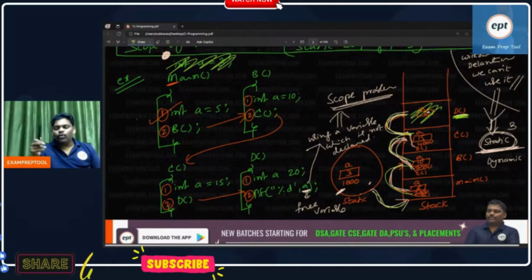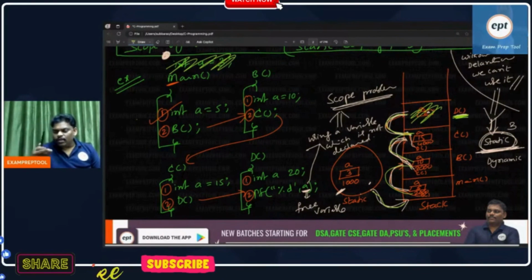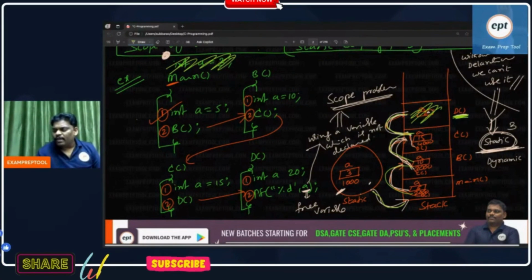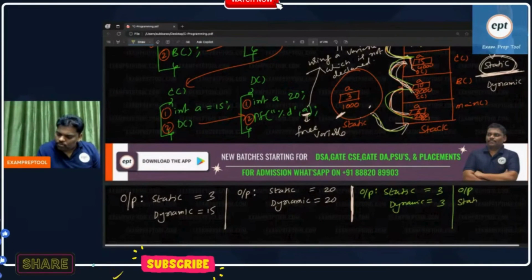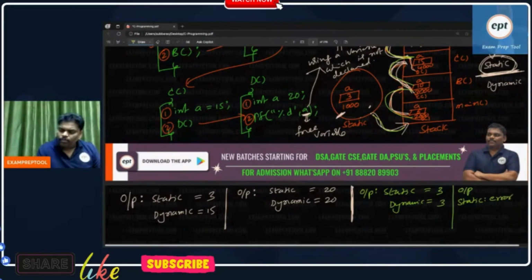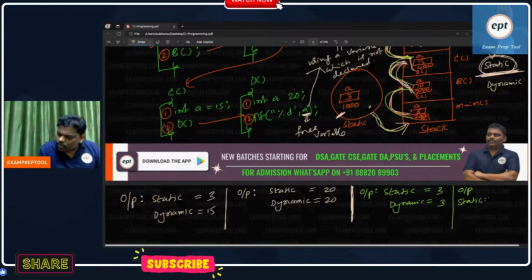Static is saying that if there is no local, take global. Is global also not there? No local, no global. From where will I bring it? Now you will get an error. What is the error? Undeclared variable. No local, at least have global. Global also not there. Undeclared variable.